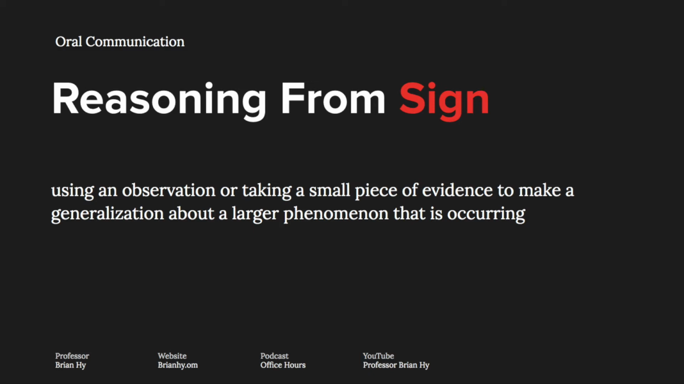When you are reasoning from a sign as a way to support your argument, make sure that you have considered all of the possible reasons that the sign might exist, and that you use qualifiers to help indicate the degree of confidence that you have in your conclusions about what that particular sign actually means. So double check and make sure you cover all the bases.